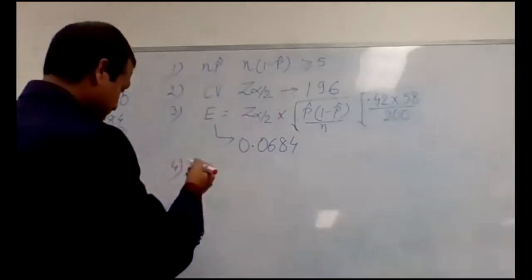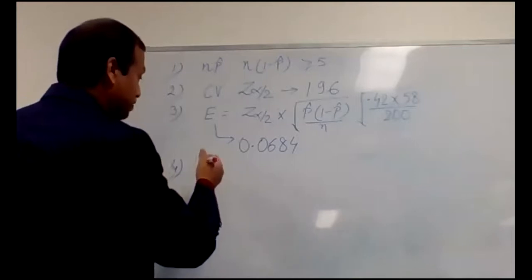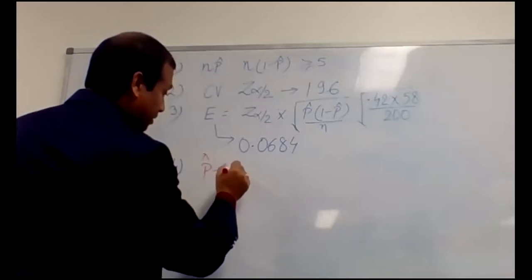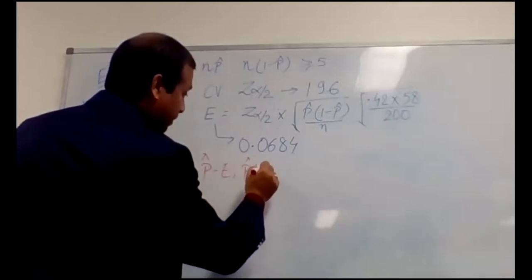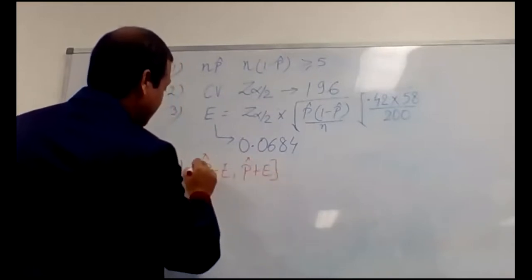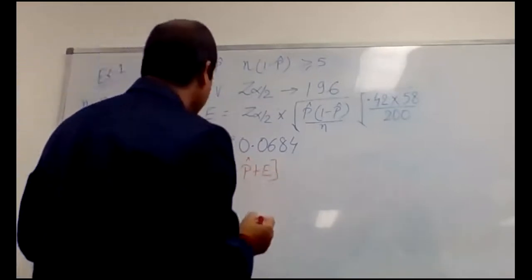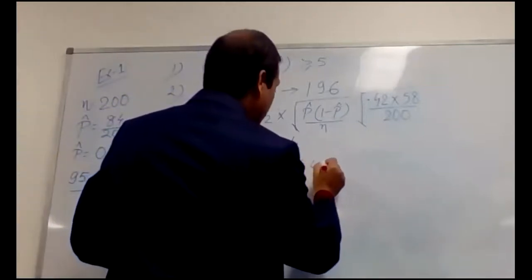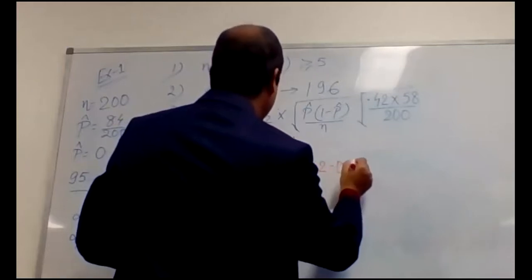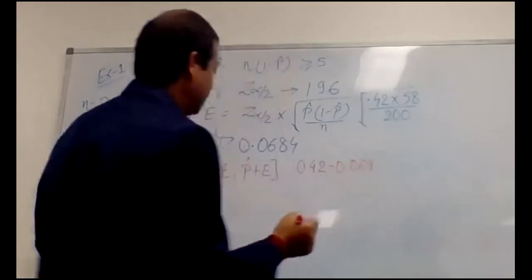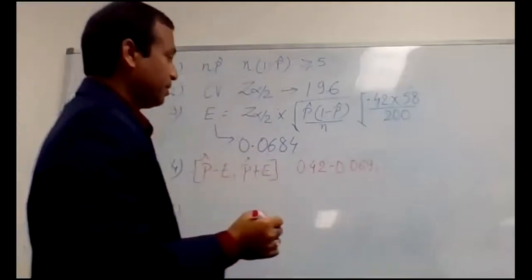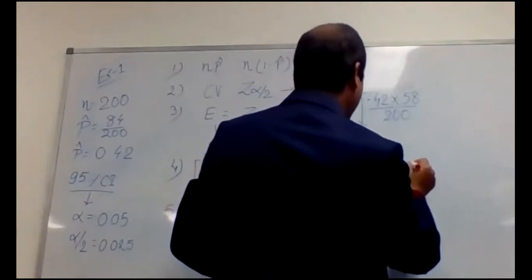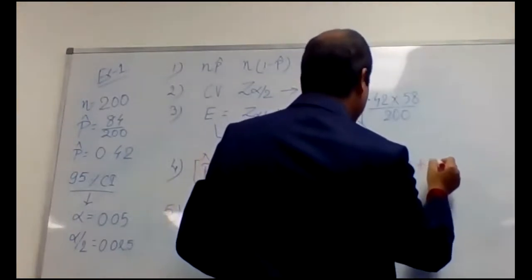Find out the confidence interval values. The CI values are p hat minus E, comma, p hat plus E. So what is the p hat? P hat is 0.42. So 0.42 minus 0.069, and 0.42 plus 0.069.